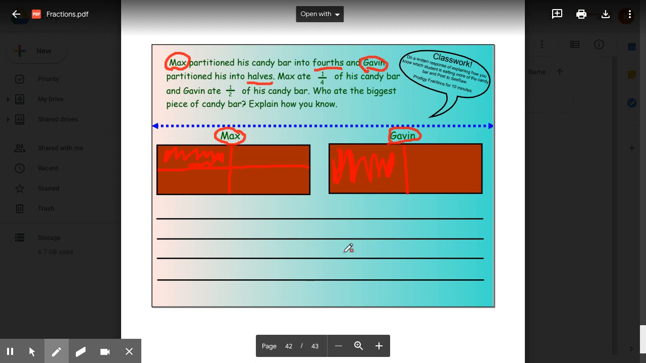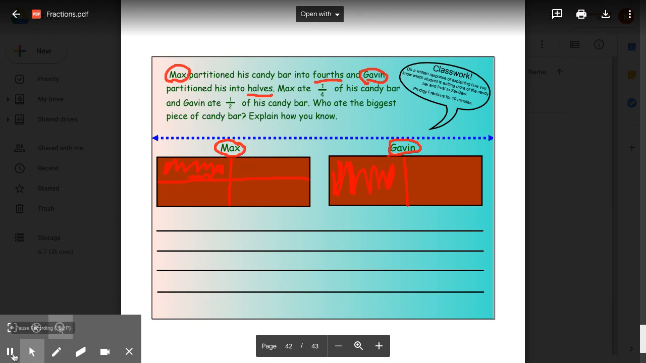Who ate the biggest piece of candy bar? So in a minute, I'm going to pause it, and I want you to think, who ate the biggest piece? And explain how you know. Ready? Pause. All right, so your classwork today is writing the response of explaining how you know which student is eating more of the candy.